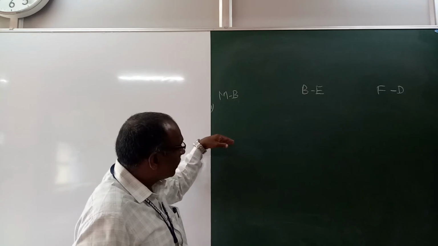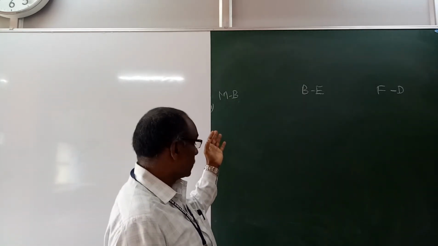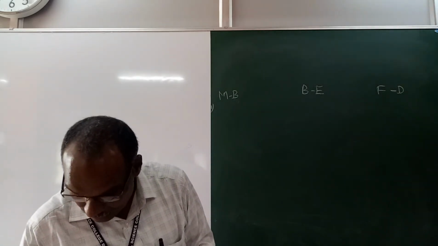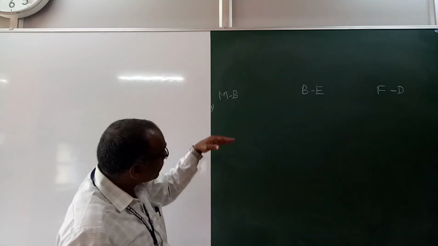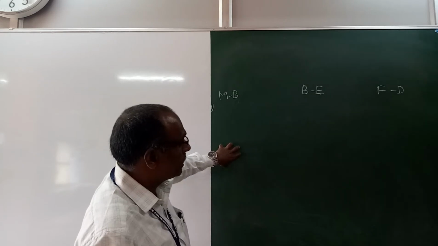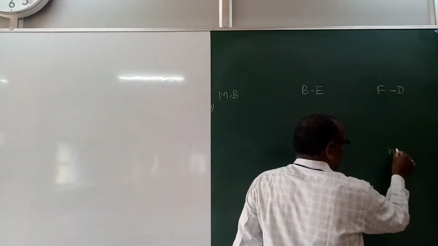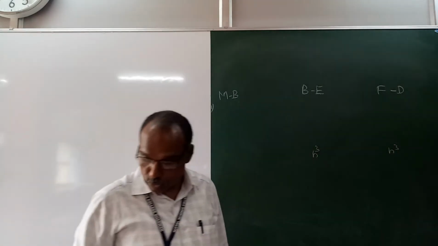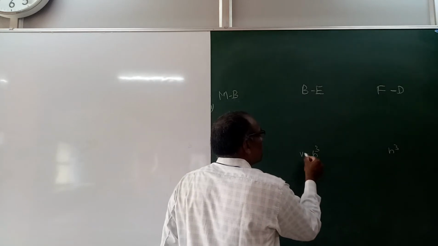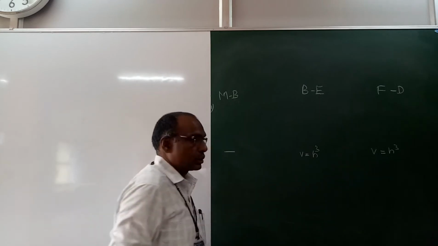The number of ways in which the particles are distributed, we have written the formulas for these three. There is no restriction on the size of the cell here. There is a restriction here: the size of the cell is h cube, the volume of the cell V is equal to h cube, and there is no restriction here.